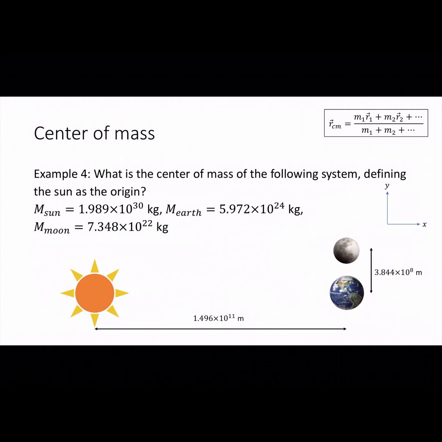The distance between the earth and the moon is 3.844 times 10 to the 8th meters. The masses are given right here. And importantly, for this particular choice in time, this kind of snapshot, the displacement between the sun and the earth is entirely in the x direction, and the displacement between the earth and the moon is entirely in the y direction. So take 2 minutes, see if you can solve what is the center of mass of this system.